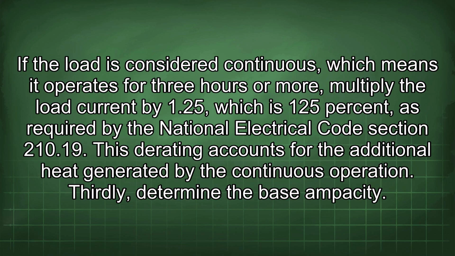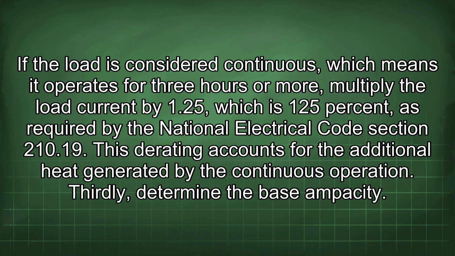Secondly, apply the continuous load derating. If the load is considered continuous, which means it operates for 3 hours or more, multiply the load current by 1.25, which is 125%, as required by the National Electrical Code Section 210.19. This derating accounts for the additional heat generated by the continuous operation.